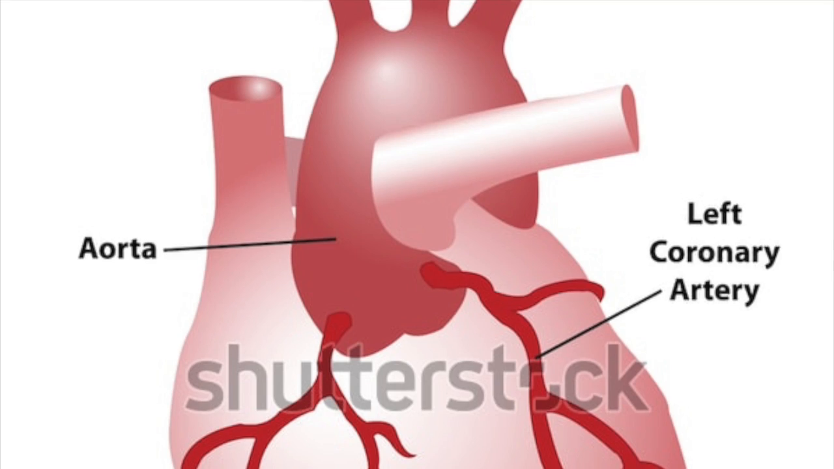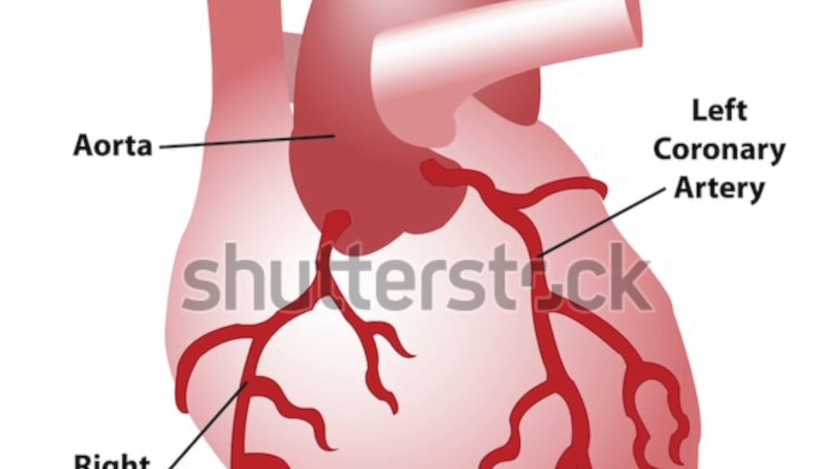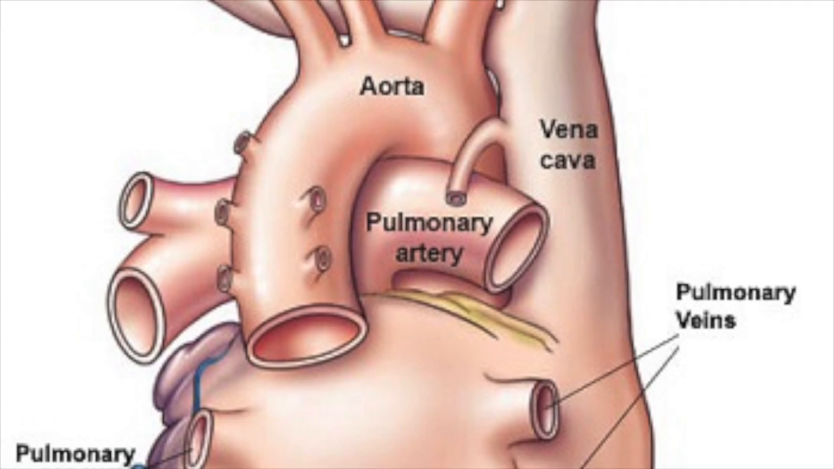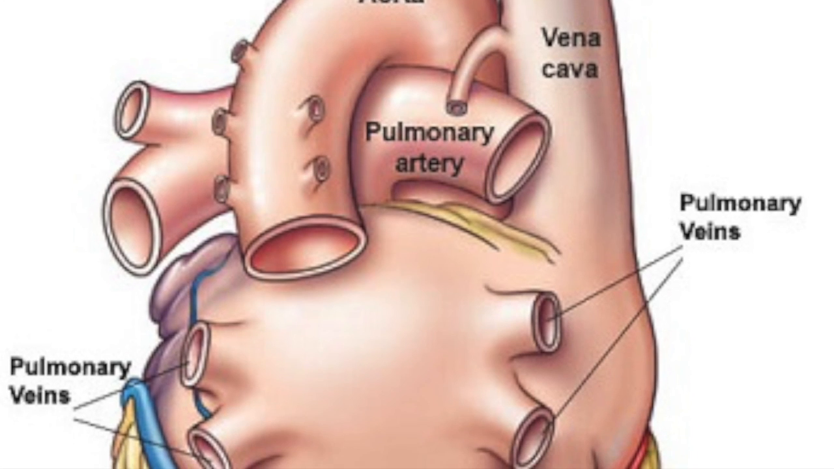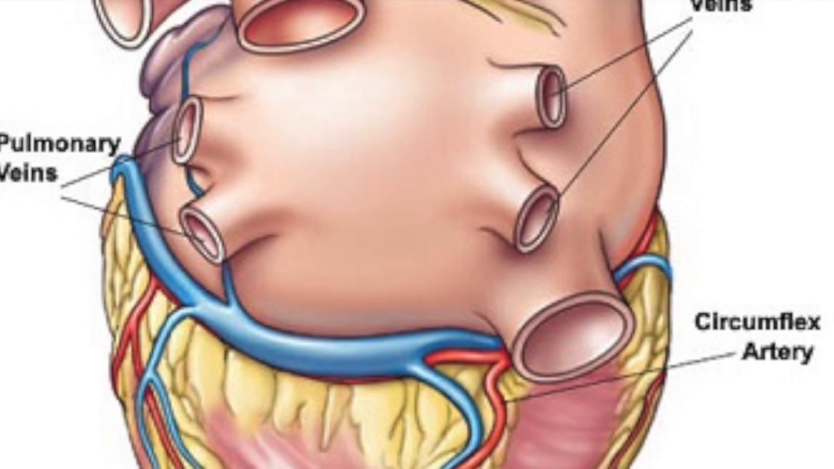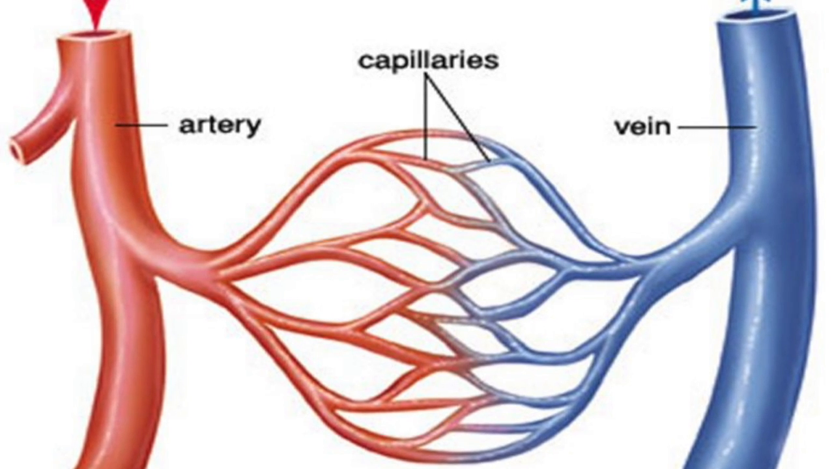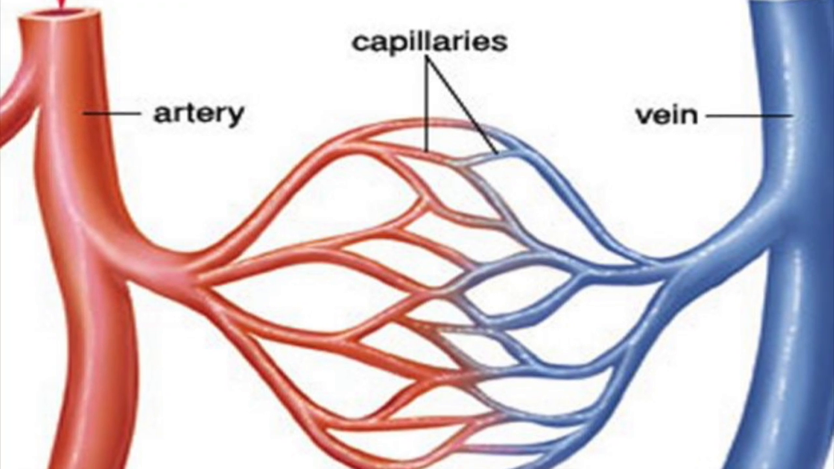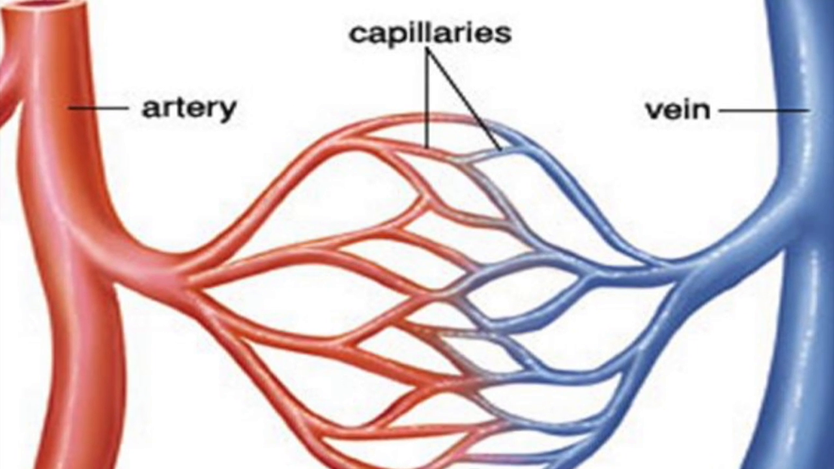First, arteries, which carry oxygenated blood from your heart to the rest of your body. Secondly, veins, which carry the deoxygenated blood back to your heart and lungs. And last, capillaries, that are small vessels where oxygenated and deoxygenated blood is exchanged.